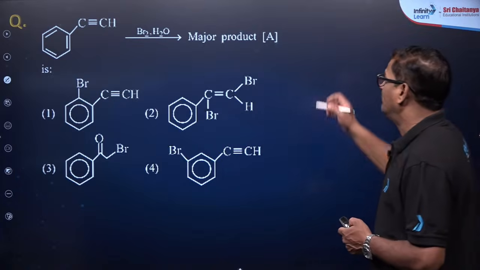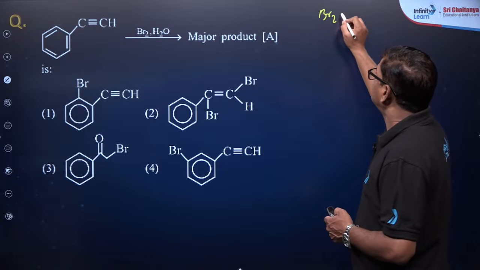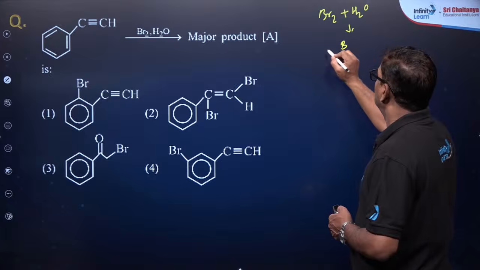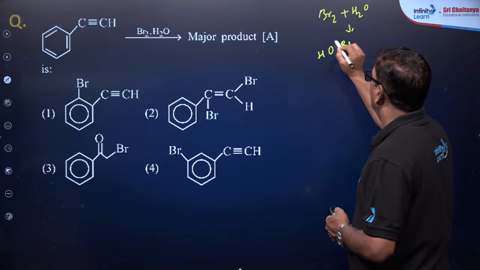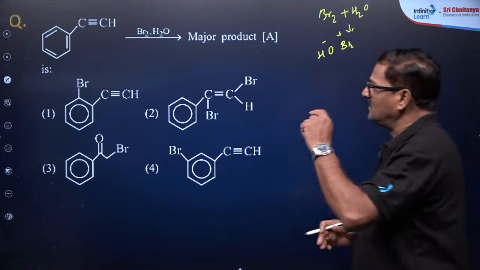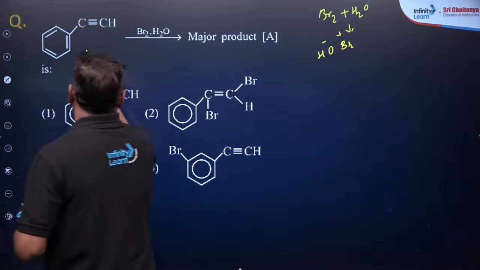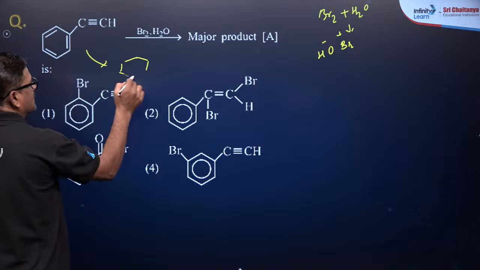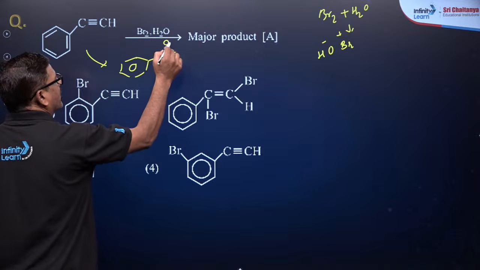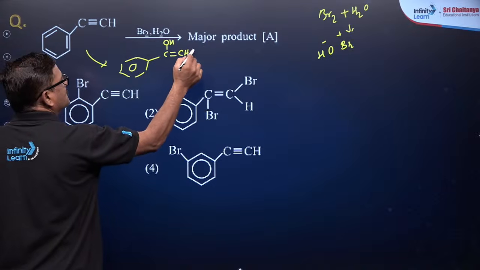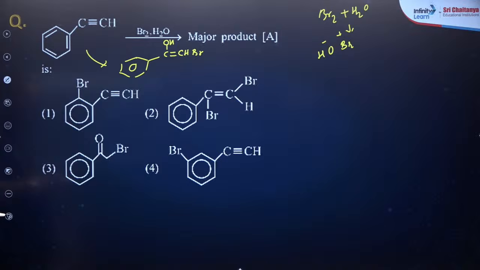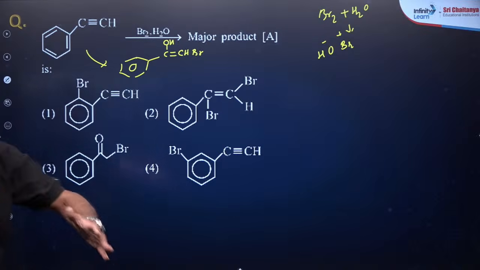So, whenever it is treated with Br2 in H2O, Br2 plus H2O, you are going to give HOBr, OH minus, Br plus. So, whenever this is attached to this, you are going to see the formation of double bond, OH and CH, and Br. Is that okay? But the option is not given here.